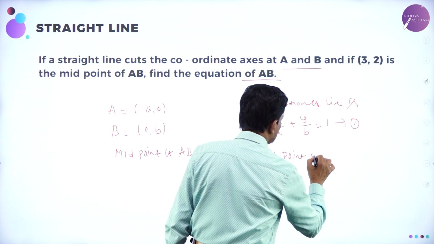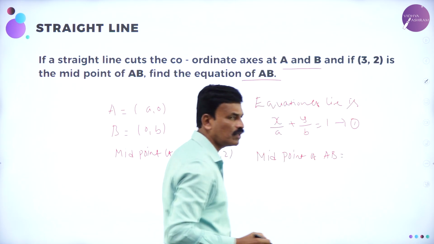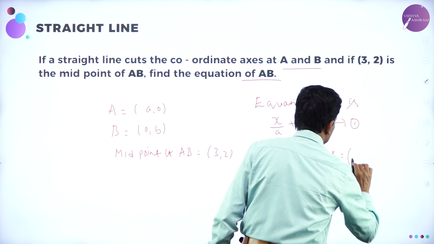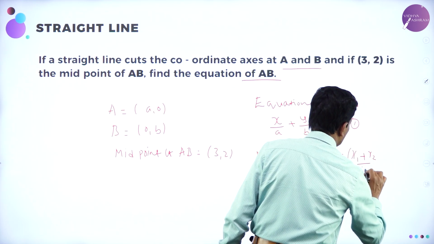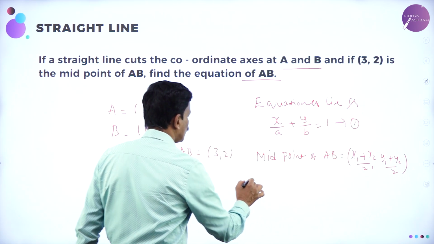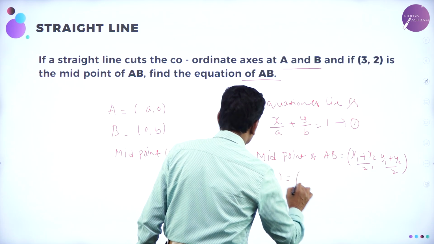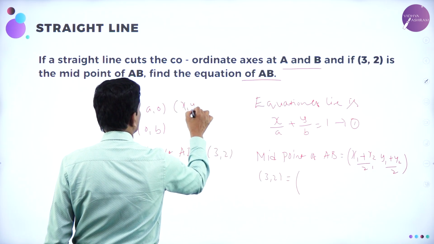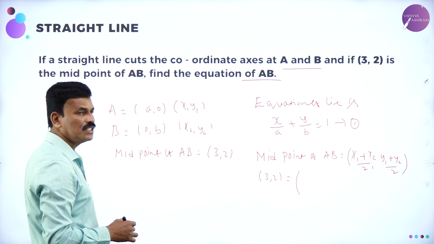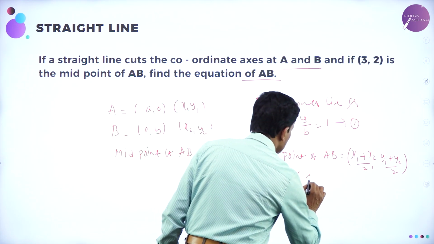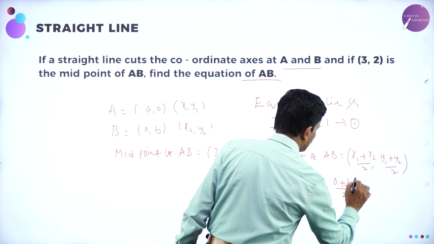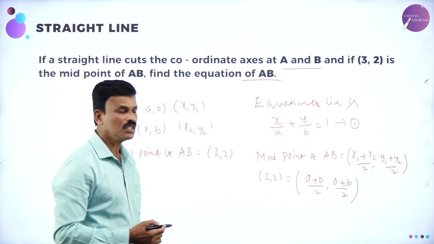Midpoint of AB is equal to, what is the midpoint formula? The formula for midpoint is (x1 plus x2) by 2, (y1 plus y2) by 2. Now the midpoint is given, that is (3, 2). So this is (x1, y1), (x2, y2). Now what is x1? A. x2 is 0. So (A plus 0) by 2, (0 plus B) divided by 2. Right? Okay.